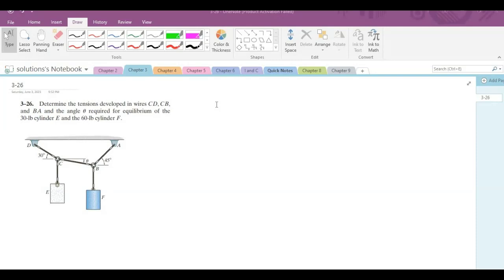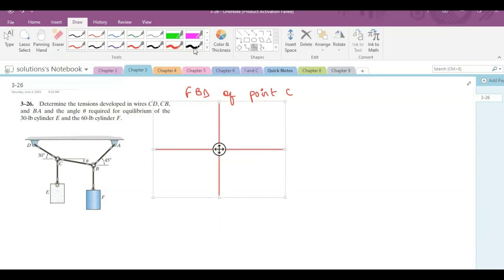Now to solve this problem, let us draw the free body diagrams of points C and B. FBD of point C. So point C is a particle. We have one inclined force at an angle of 30 degrees from the horizontal. We have a vertical force acting downwards, that's the weight of cylinder E. We have another inclined force at an angle of theta.